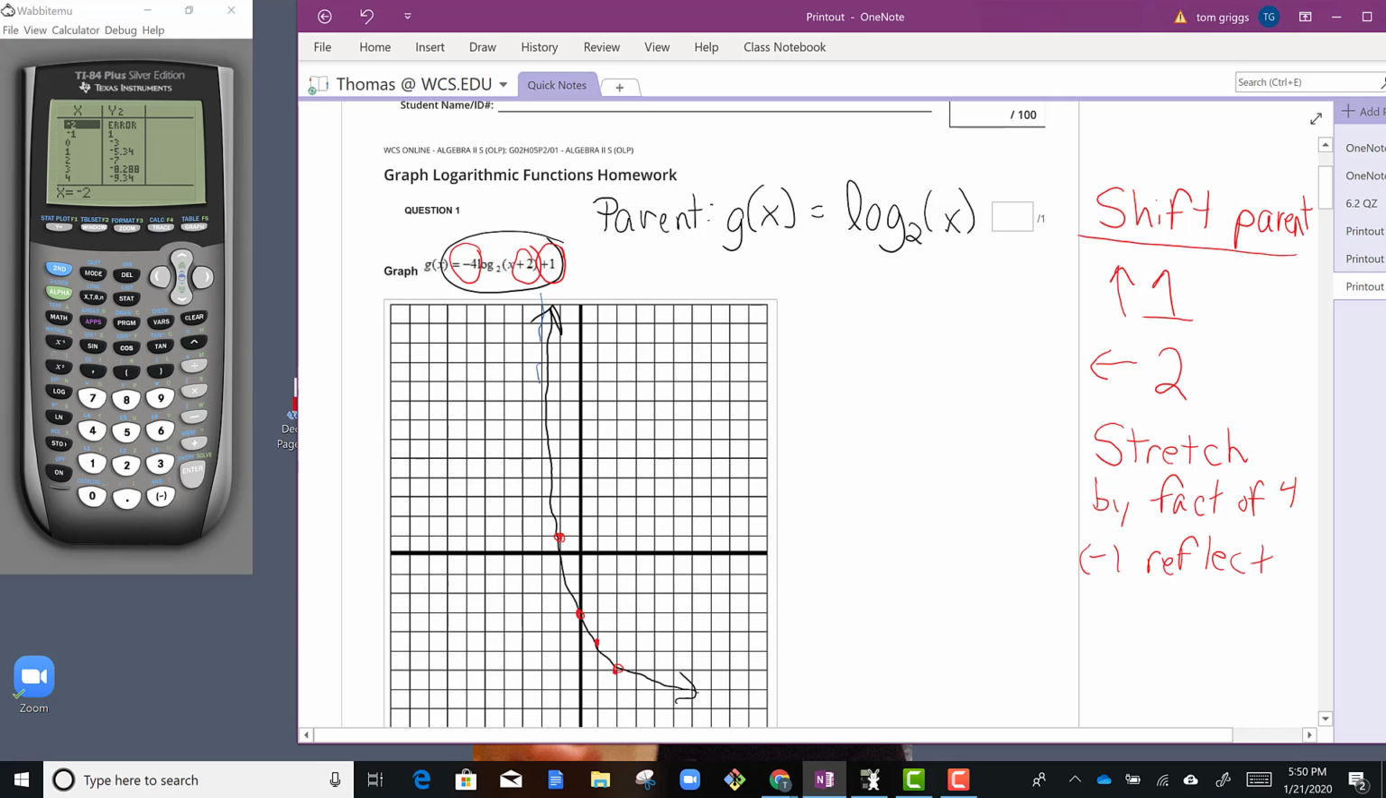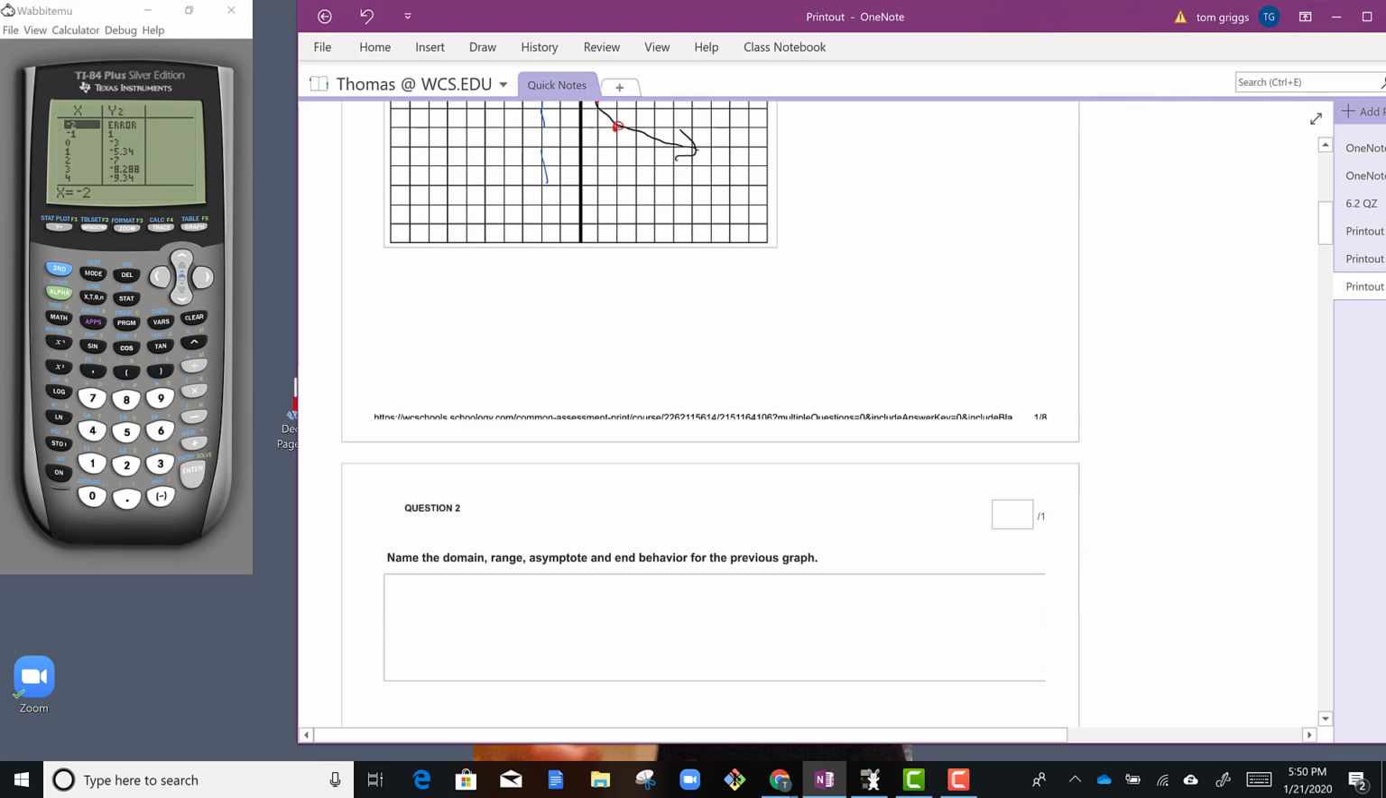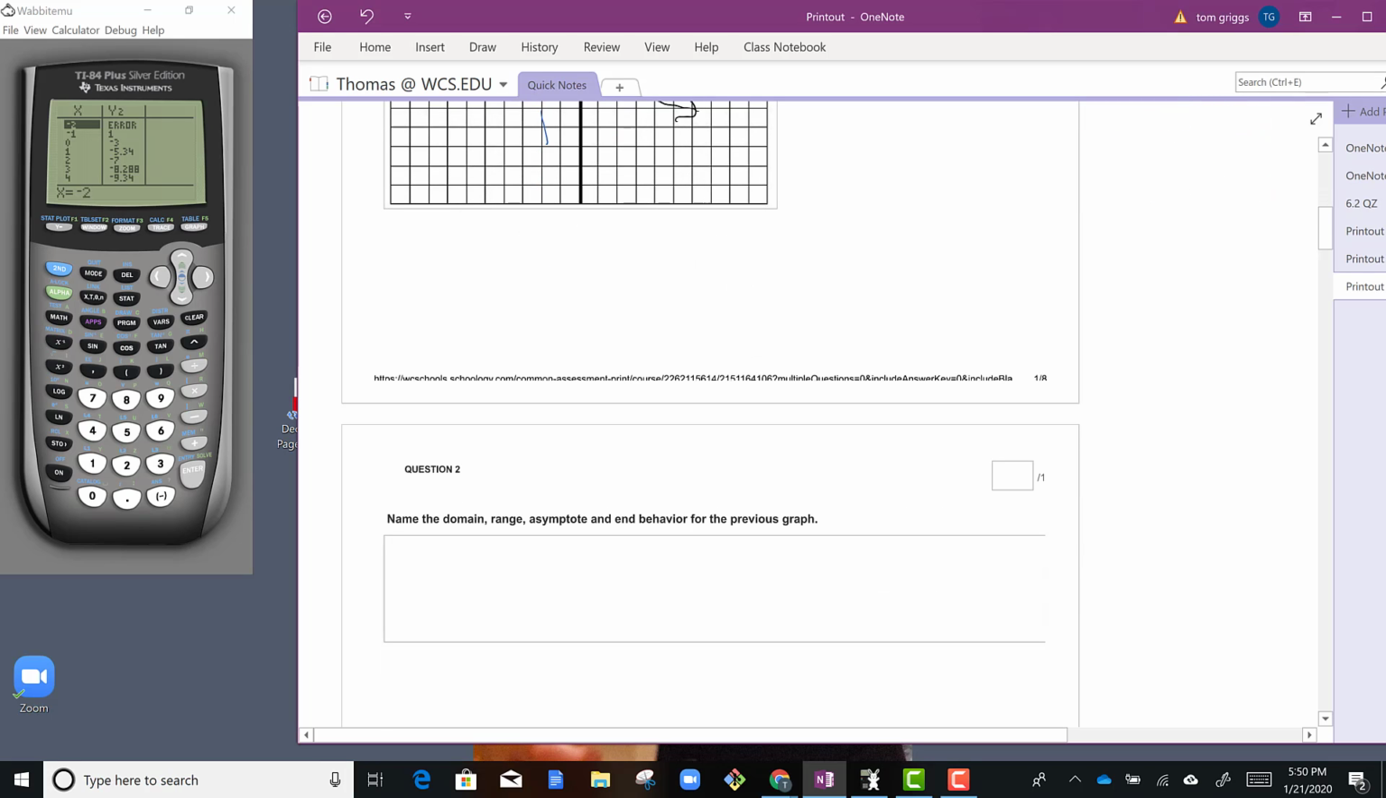So I'm going to sketch my asymptote. It's a horrible squiggle line there. So that's the actual graph, but our asymptote there is at x equals -2, which is one of the things this next question asks for. It asks for the asymptote at x equals -2.